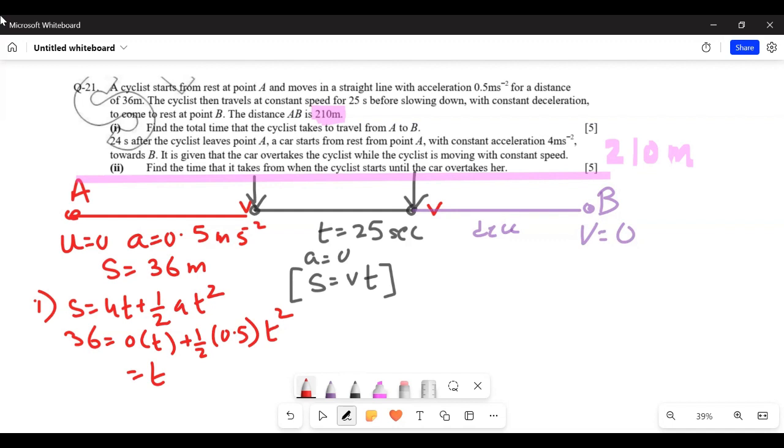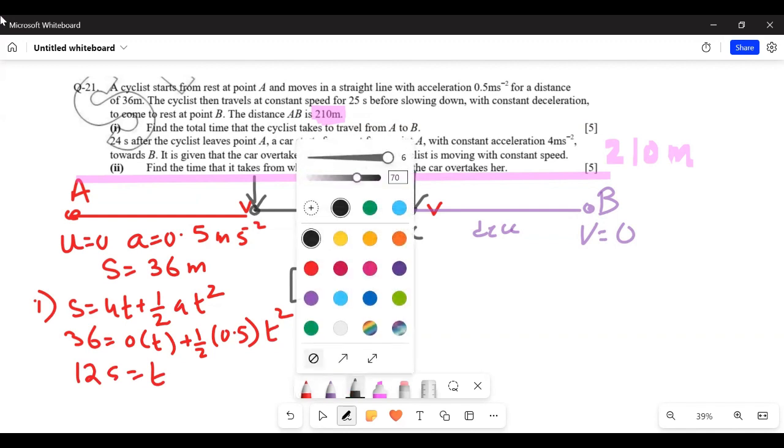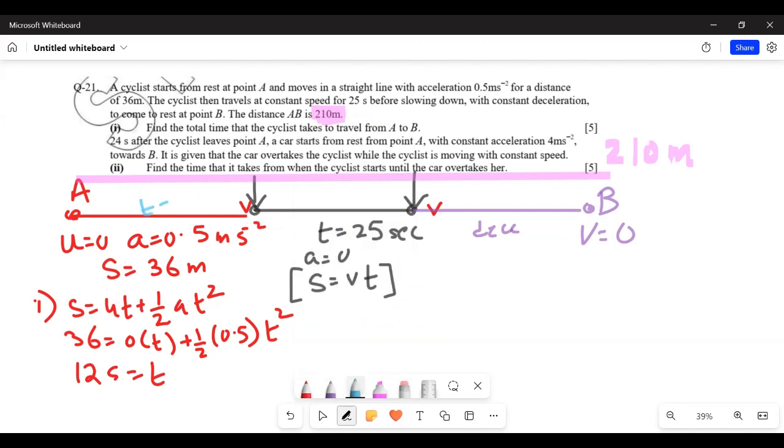should be 12 according to the answers. 36 into 2 divided by 0.5. Yes, it is 12. So time comes out to be 12 seconds for the first part of the journey. So now I'm writing T is equals to 12 here because we know that too.